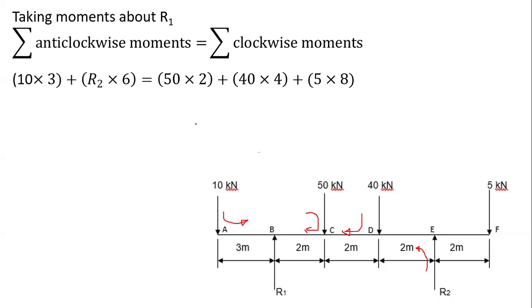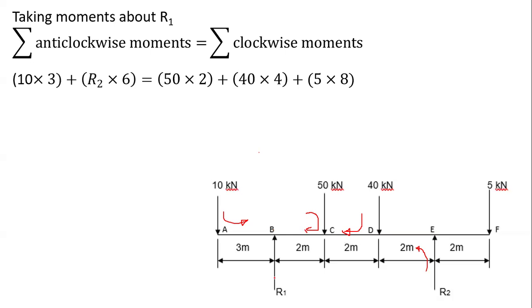Then on the other end, I have the clockwise moments, which, like I said, we have 50 multiplied by 2, this one, followed by 40 multiplied by 4, which is this one. And lastly, I have the 5 kilonewtons multiplied by 8. Let me go through this again. We are taking moments about R1.